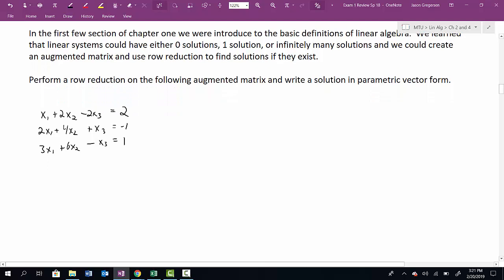Here is a system. Create the augmented matrix. Write the solution in parametric vector form. And then put your answer into Learning Catalytics. This is your first question.